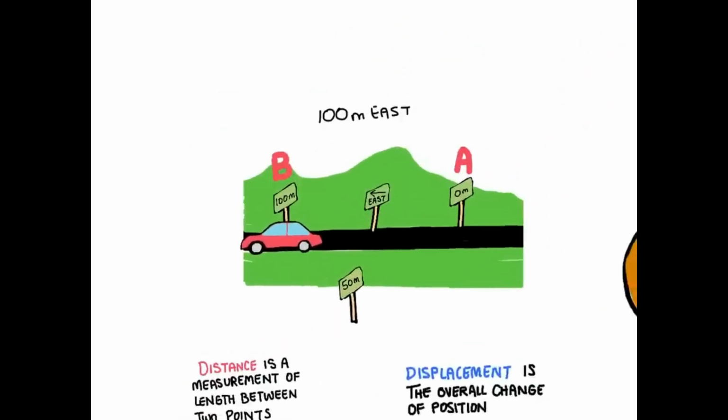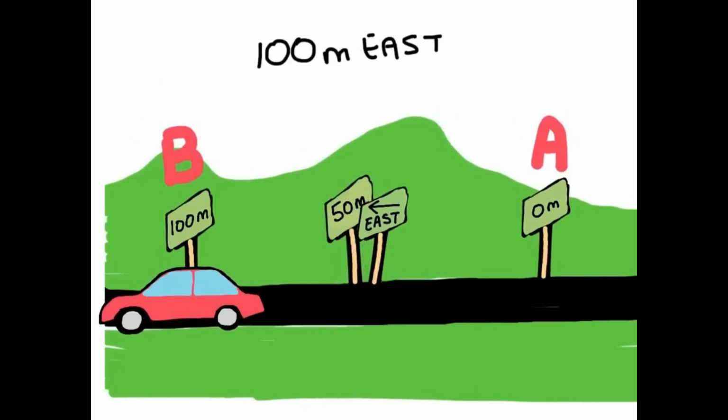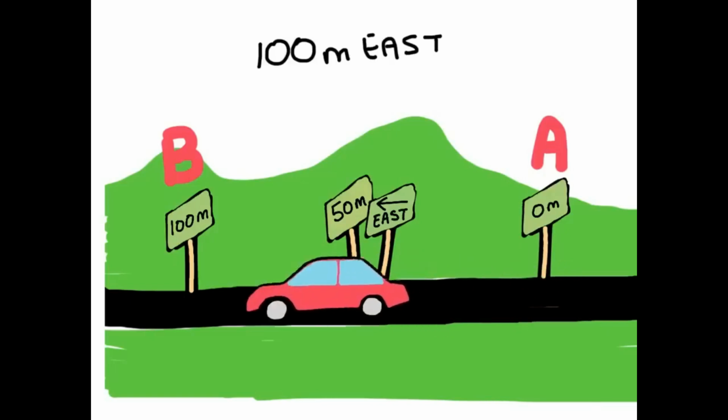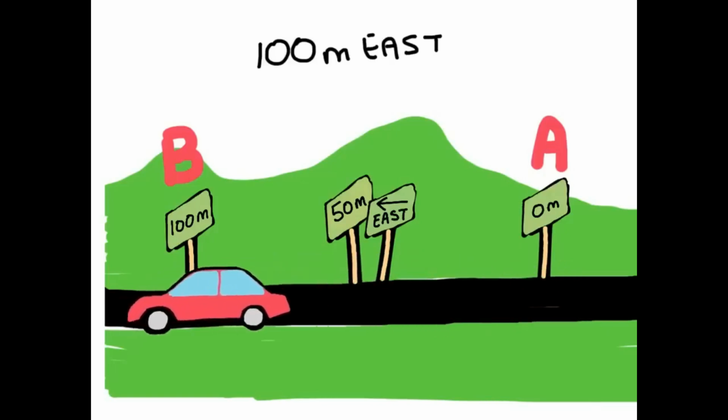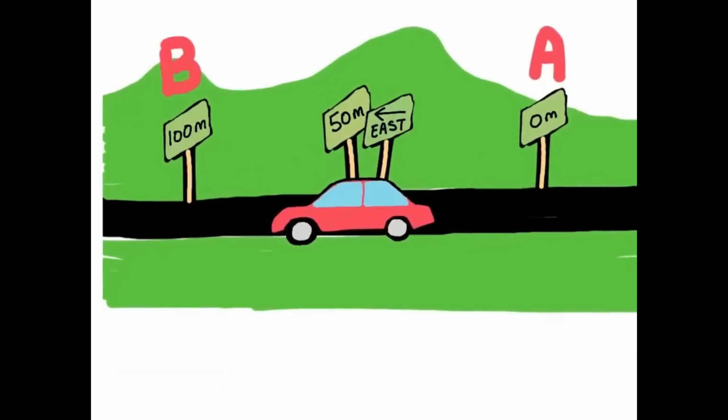Let's add another road sign here in our example. So if we add this extra midpoint road sign, we'll bring our car back to the point A, and if the car travels from point A to point B and then just backs up here to the center, let's see how far it traveled. Now it's traveled a distance from point A to point B of 100 meters, and then it traveled an additional 50 meters for a total distance of 150 meters.